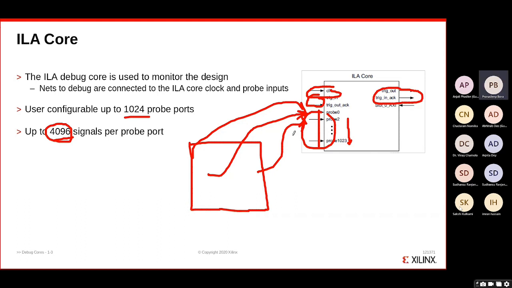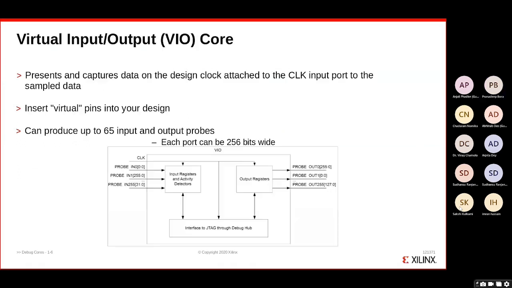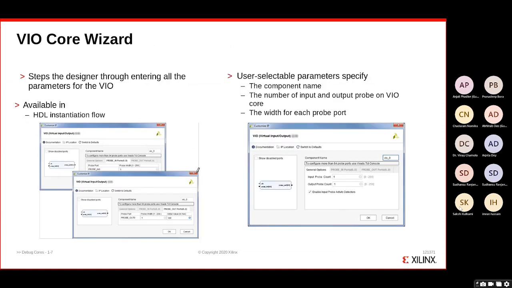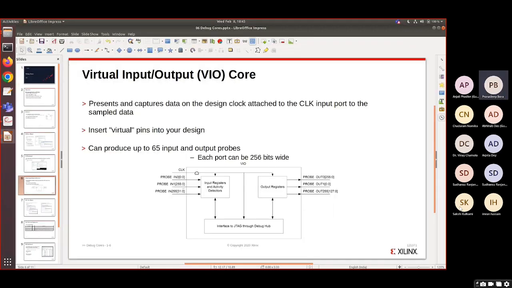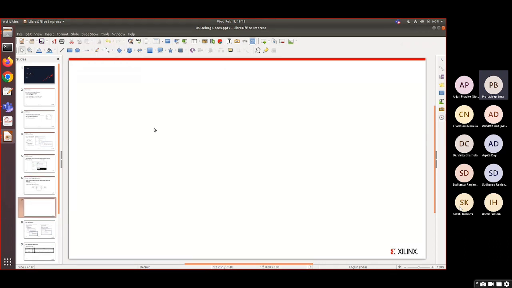Okay. So this is one thing in ILA. In case of VIO, you can see, these are limited. So the main thing, the main difference between VIO and ILA is, VIO works on the input and output interface only.